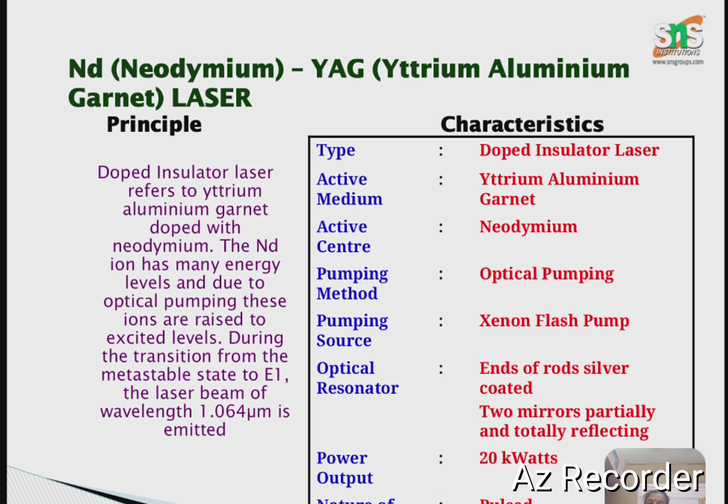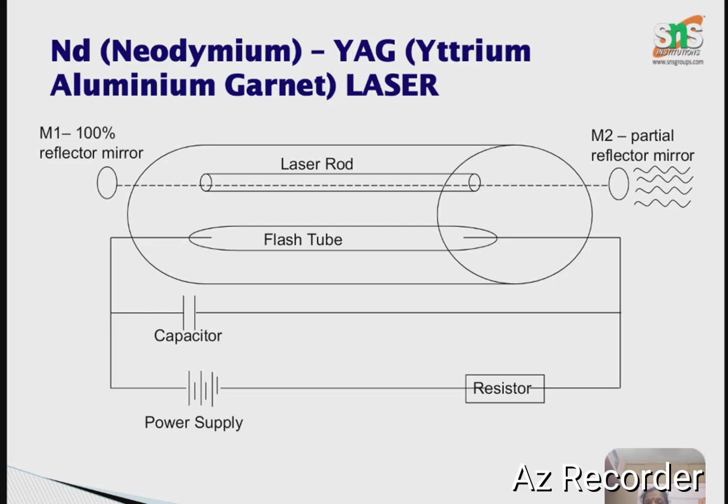Here it is a doped insulator laser. The neodymium atoms can be moved to the excited state and then come back to the ground state, and that can emit the laser light. So this is the construction of the Nd:YAG laser.